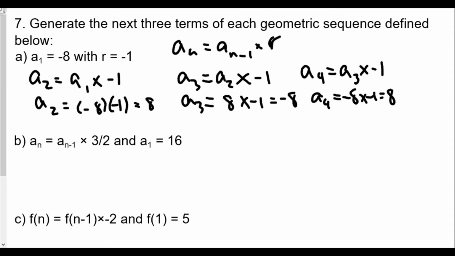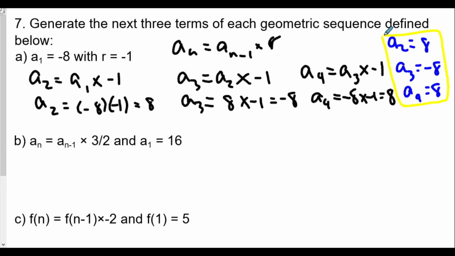So we see here the next 3 terms: a2 is equal to 8, a3 is equal to -8, and a4 is equal to +8. It's kind of a strange sequence, but we are multiplying by the common ratio, which is -1. So when you want to find the next few terms, we can use the recursion formula of taking the previous term and multiplying it by the r value to find the term we're looking for.